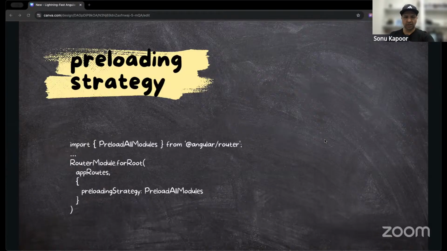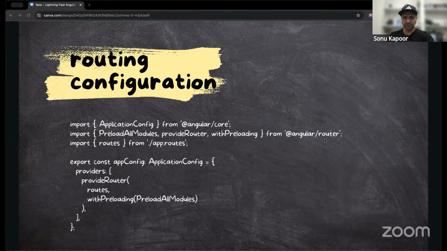So how does this work? In a module-based application, implementing this is as simple as using the preloading strategy property and setting it to preload all modules. This configuration allows Angular to automatically preload these lazy loaded modules when the application is up and running. And for standalone components or applications, all we need to do is add withPreloading to the provideRouter function within your application configuration.